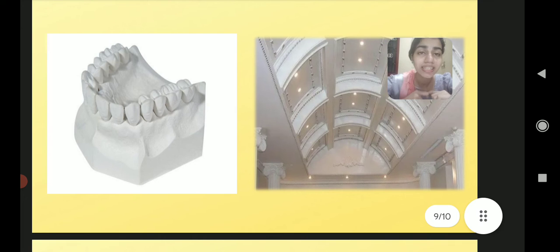The next one is in dentistry, to make fake teeth. Okay, so it is used in dentistry, and also it is used as a building material, as a protective coating on walls and ceilings. How beautifully they have made it, to make statues, to make the ceilings and walls also. It is widely used in construction purposes also.